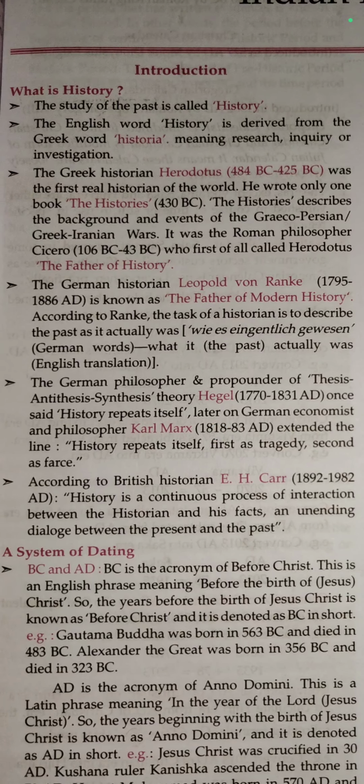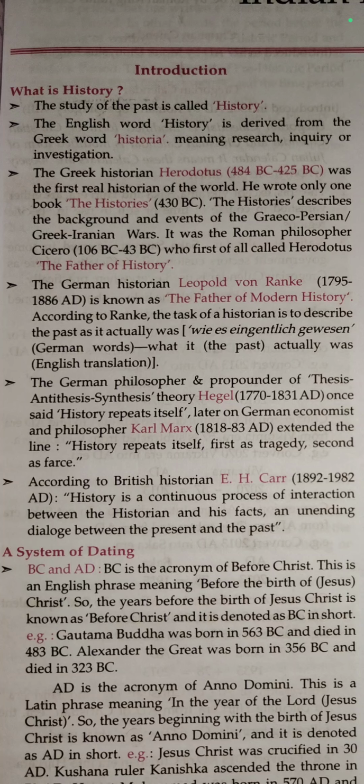The Greek historian Herodotus, 484 BC to 425 BC, which is his lifespan, was the first real historian of the world. So, who is the first real historian of the world? He is Herodotus. He wrote only one book, the Histories, in 430 BC. The Histories describes the background and events of the Greco-Persian (Greek-Iranian) wars.